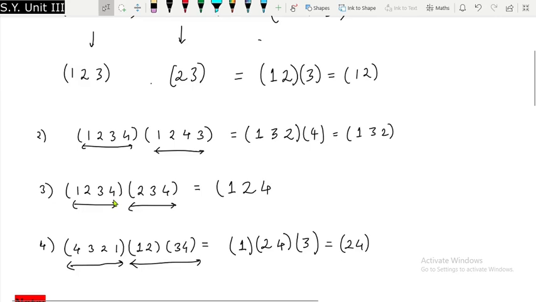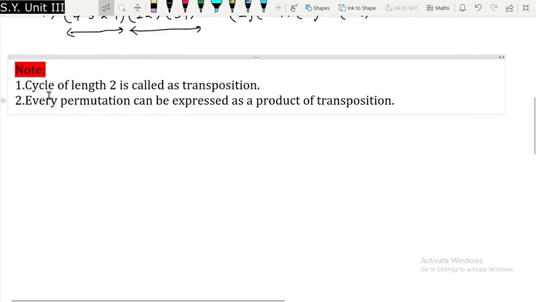Therefore 2 will map to 4. 4 is mapping to 2. 2 is mapping to 3. Therefore 4 is mapping to what? 3. Now next 3 is mapping to 4. 4 is mapping to 1, therefore it means 3 is mapping to 1 and the cycle closed. So this is about what? Composition of permutation. Now we will see these two important notes.